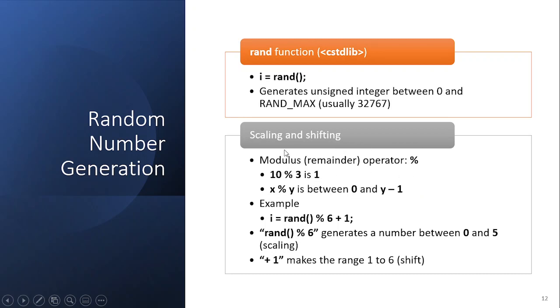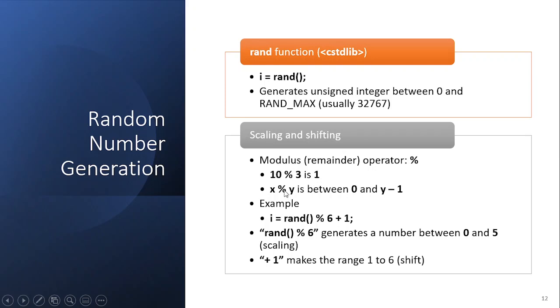You can do scaling by using the modulo operator. For example, what does the modulo operator do? It basically calculates the remainder. If you divide 10 by 3, the remainder is 1. So 10 modulo 3 is 1. That is what it is. Okay? Similarly, x modulo y is the remainder that you'll get after dividing x by y.